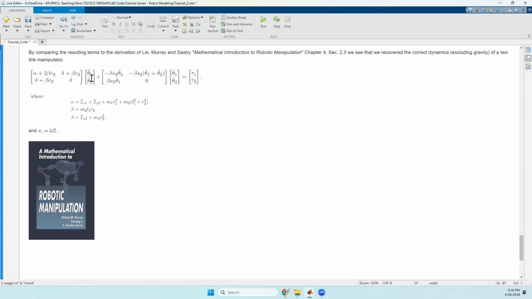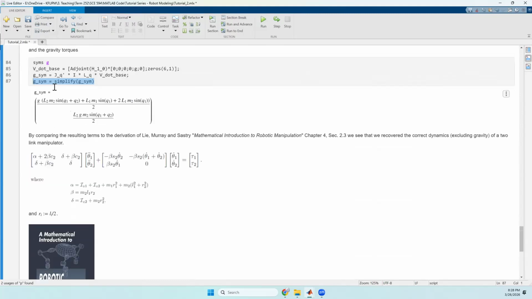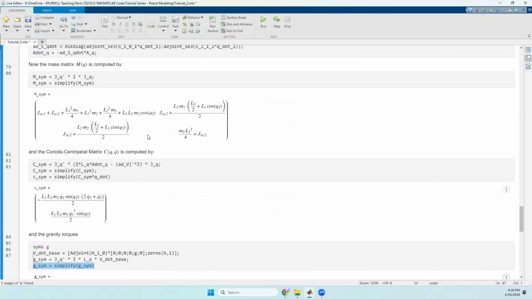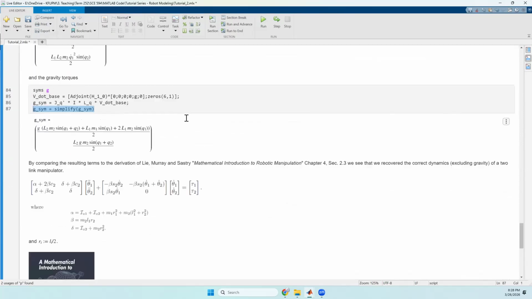You can take your own time to double check whether this mass matrix is exactly the same as this one. I already did the check, but I leave that as homework for you to do at your own pace.